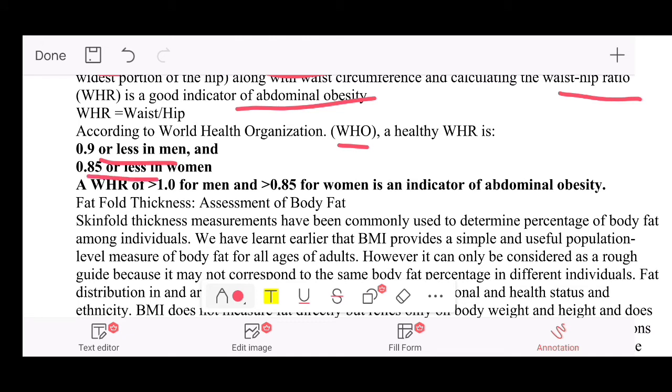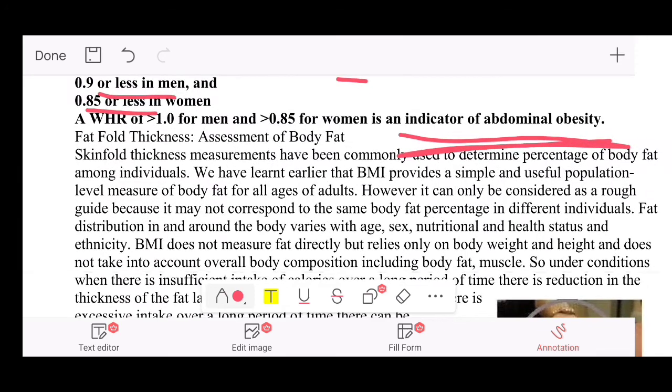So a WHR of greater than 1.0 for men and greater than 0.85 for women is an indicator of abdominal obesity. Means if these measurements come, then we can say that this is one indicator of abdominal obesity. Means these are the standards.